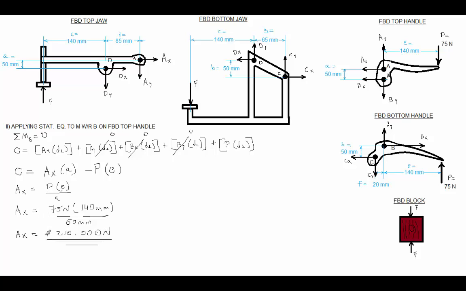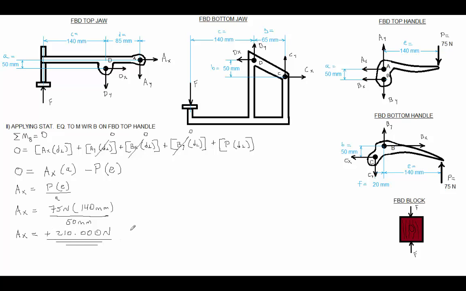The positive sign here means we assumed correctly, so AX is indeed going towards the left on the top handle, which means AX is going towards the right on the top jaw. It's really important that you look at that sign. I do not recommend using vector signs here. Technically, it's not incorrect if you draw a vector sign and you also say what free body diagram. However, it's best practice just to use the actual positive negative sign, because that's harder to confuse.